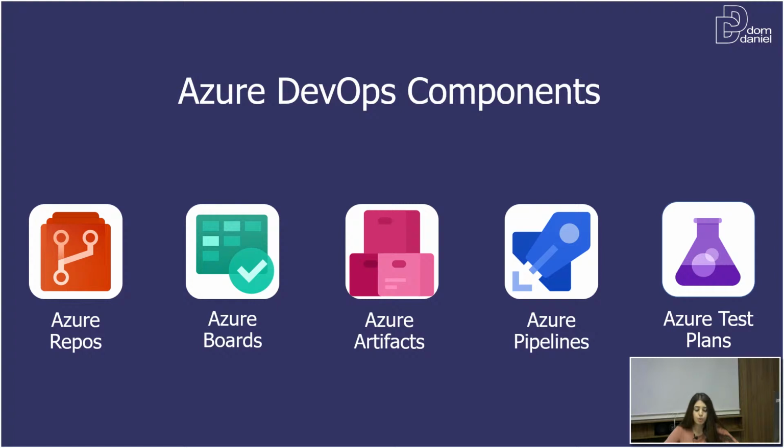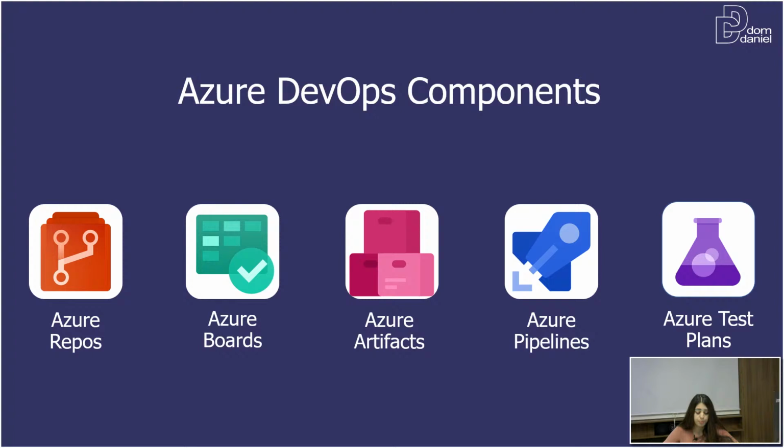Azure Repos supports two types of version control. One is the distributed version control, Git, and the other one is a centralized version control, Team Foundation Version Control. Azure Boards helps teams to manage their projects by providing tools for implementing agile methodology concepts.